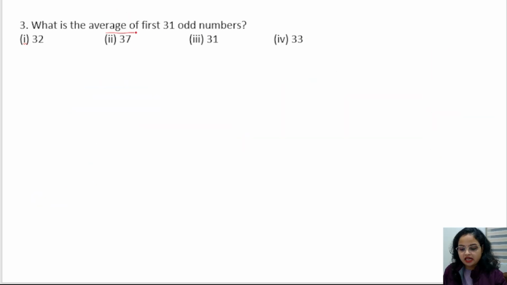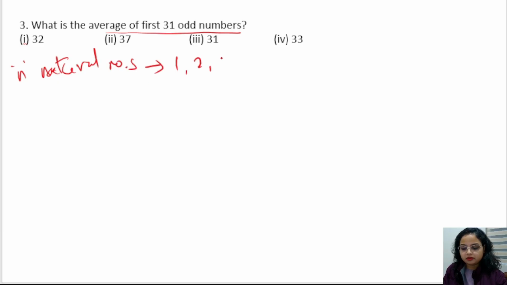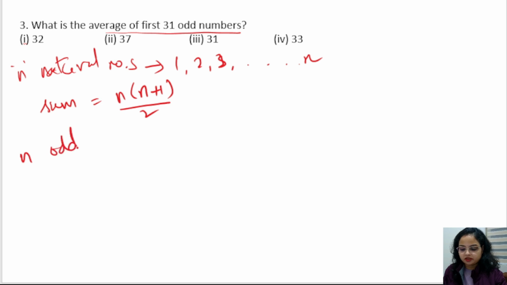Next one, what is the average of first 31 odd numbers? If there are n natural numbers, that start from 1, 2, 3 up to n, what is the sum of n natural numbers? It is n into n plus 1 divided by 2. And if there are n odd numbers that start from 1, what is the sum here? The sum is equal to n square.